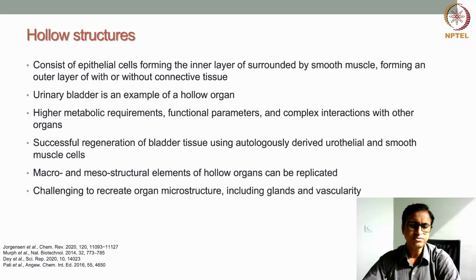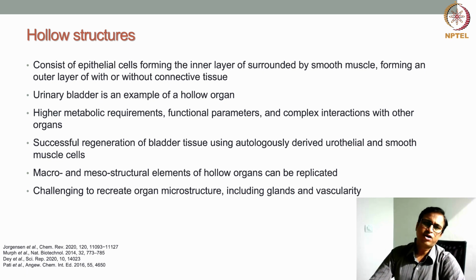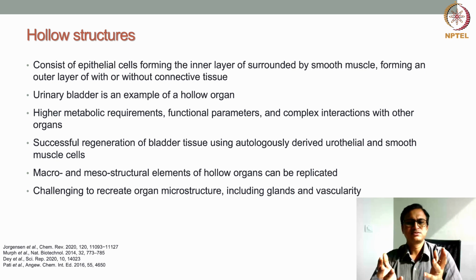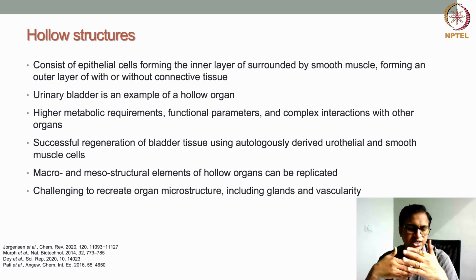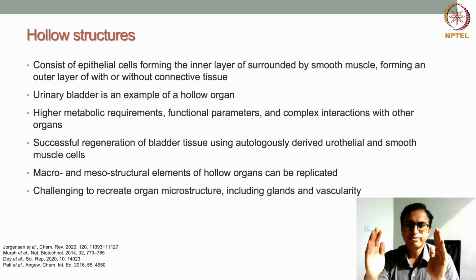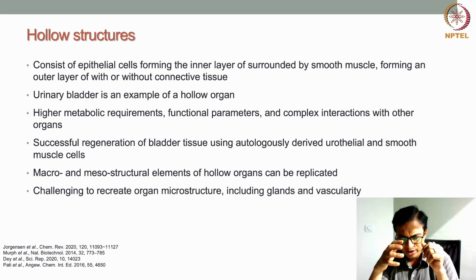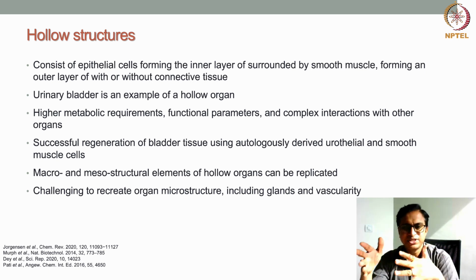The next is the hollow structures. Hollow structures consist of epithelial cells in the inner layer, surrounded by smooth muscle forming an outer layer. There can be connective tissue within this, or in some cases connective tissue is not present, but typically this is the structure. So that is the macro and microstructure of hollow structures. The urinary bladder is a very good example of a hollow organ, but there are certain other organs that people have been targeting for bioprinting.